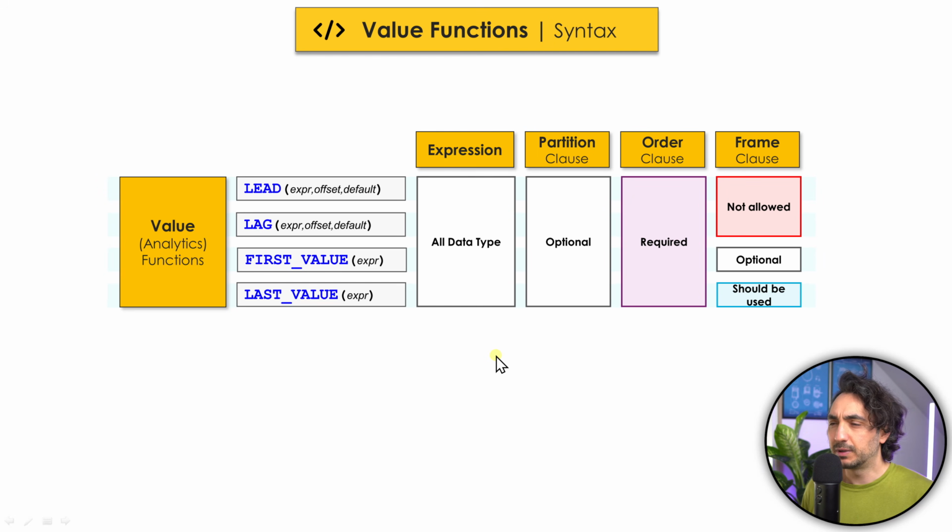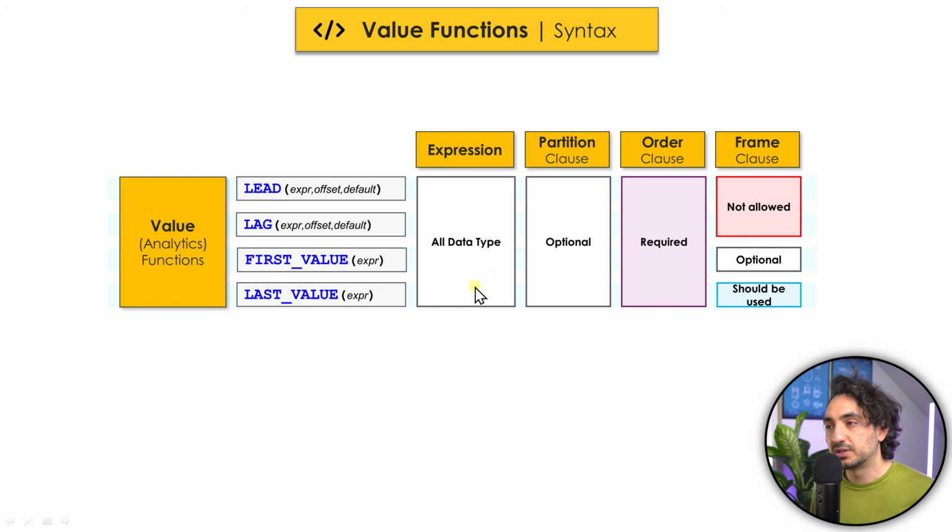Alright, so now let's have a quick overview of the syntax and the rules for the value functions. So here we have 4 functions: lead, lag, first value, and last value. As you can see, we can group them into 2 groups. So we have the lead and lag. They are very similar to each other, especially with the syntax. We can use 3 arguments inside them: expression, offset, default. For the first value, we can use only an expression. That means we have to pass a value for those functions. You cannot leave it empty.